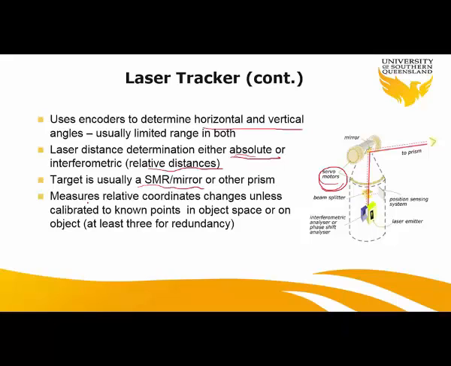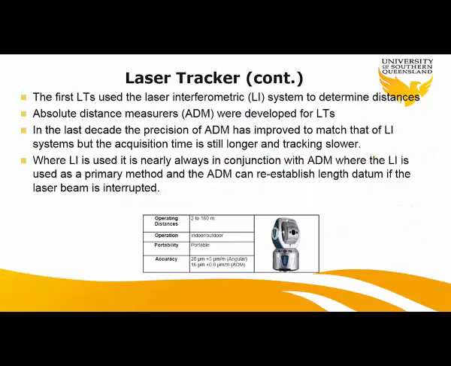We can also measure the relative coordinates, unless you know 3 points either in the object space system or on the object for the redundancy to be able to get the absolute coordinates. Otherwise, it only gives you the relative coordinate change. The very first laser trackers used the laser interferometric system only to measure the relative distance. Then we started having the absolute distance measure system, which combined with the laser interferometric system to be able to measure both absolute and relative distance.